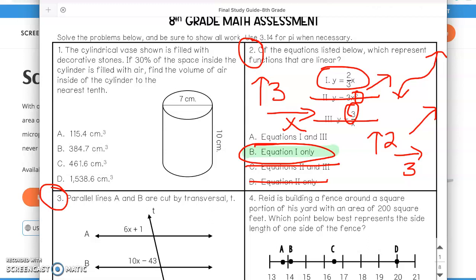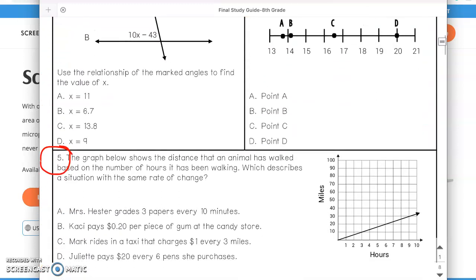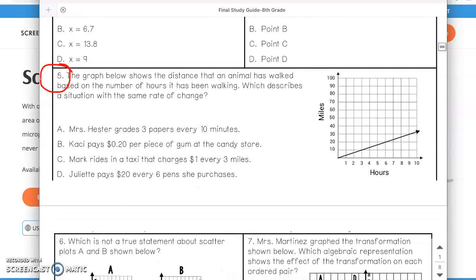Any questions on that, just go ahead and email us and we'll help you out with that. And then the other one I forgot to do is number 5 for the linear relationships.